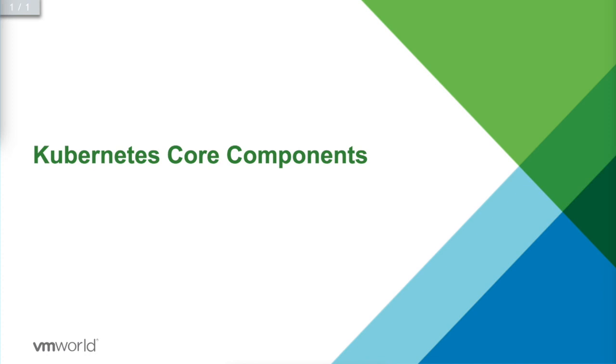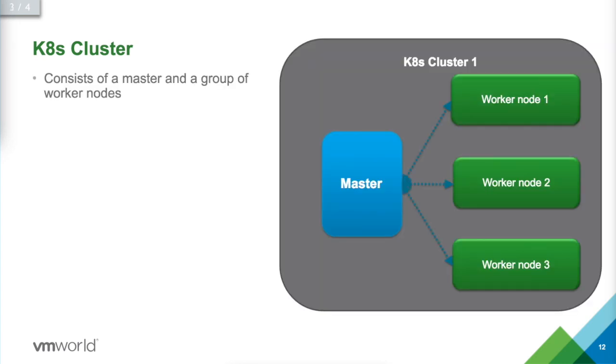In this section, we are going to look at Kubernetes architecture and its core components. A Kubernetes cluster consists of a master and a group of worker nodes. Again, multiple master nodes can be instantiated to make the overall cluster more robust and resilient.